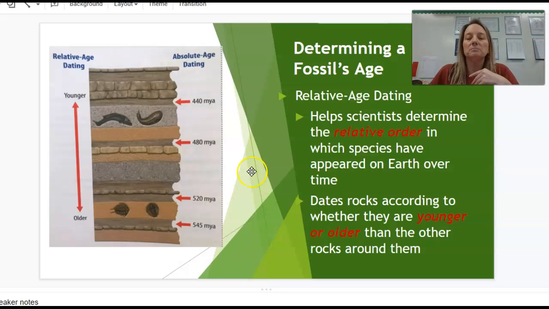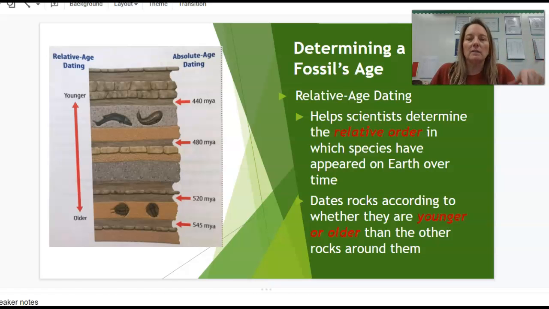Okay, and think about relative order. Like if you're trying to describe the relative location of your house, you're going to say, well, it's the third house on the right past the old oak tree. That's the relative location of it. Okay, so we're kind of given the relative order. Well, this was deeper down in the dirt than this one, so it's older than this one. That's a relative order. Okay.